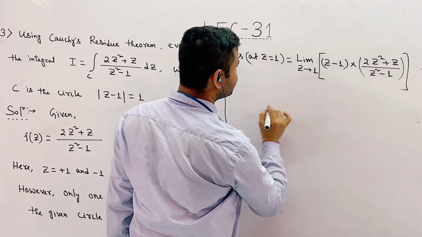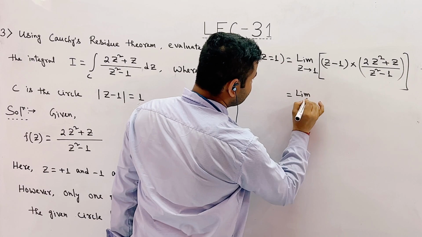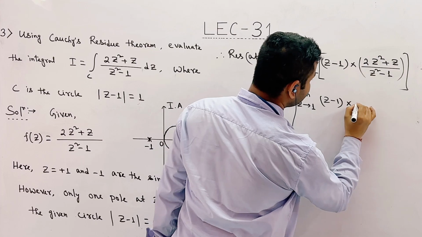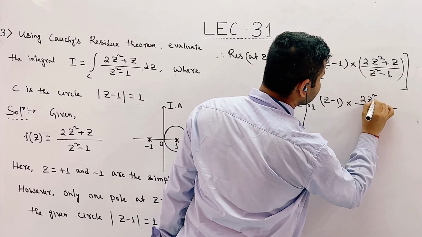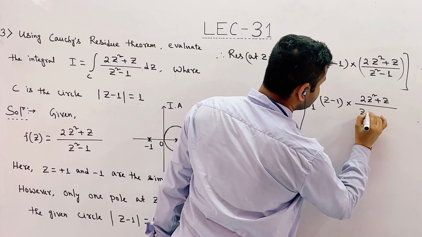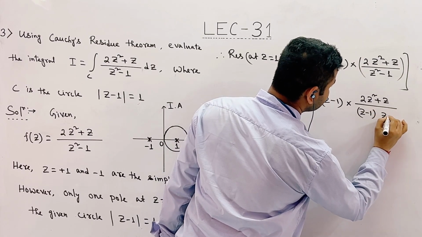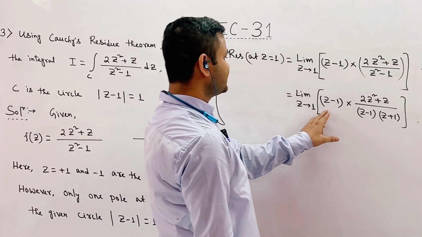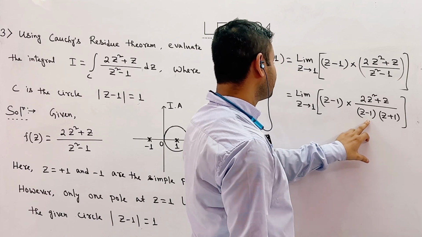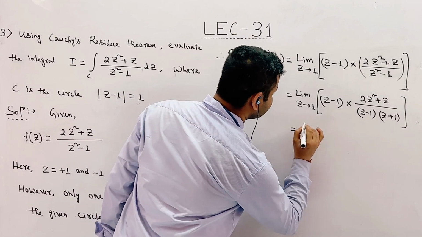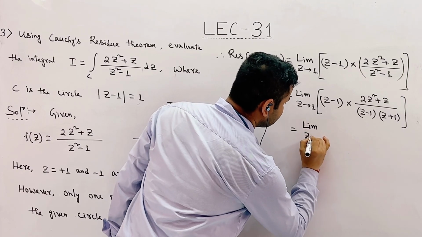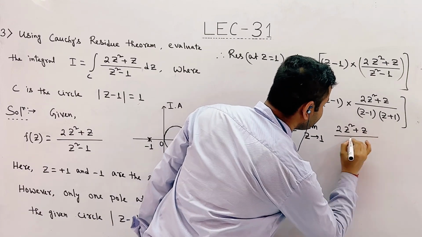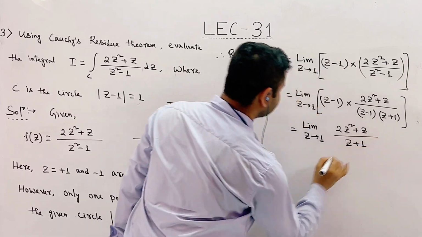Let us simplify this term. Limit z tends to 1, (z minus 1) into (2z square plus z) divided by (z minus 1) into (z plus 1). Here we have seen that z minus 1 and z minus 1 will be cancelled out. So finally we will get limit z tends to 1 of (2z square plus z) divided by (z plus 1).